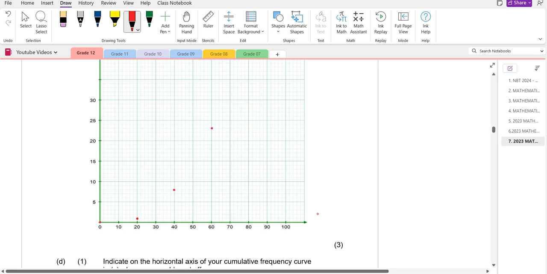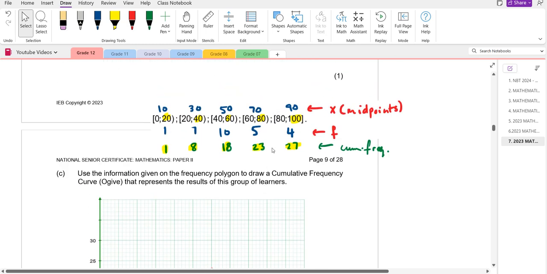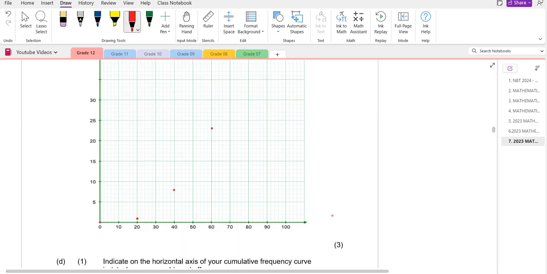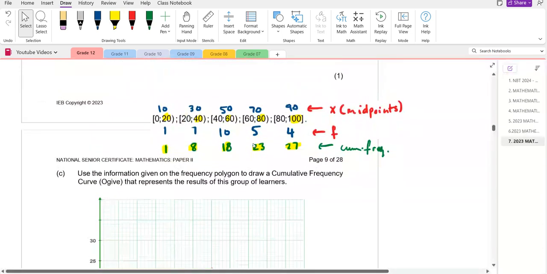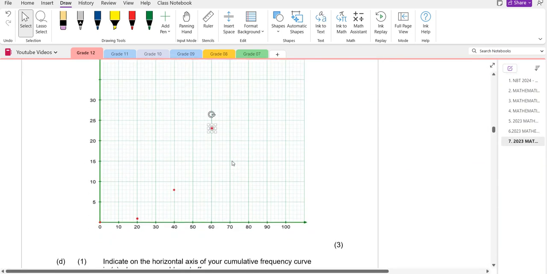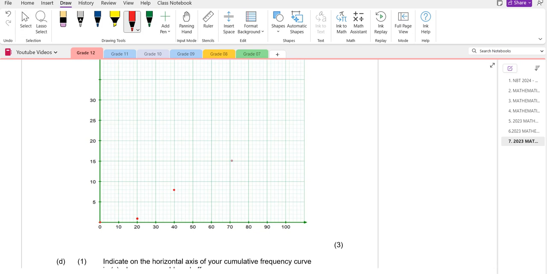So I've got 60 and 18. Then is 80 and 23. I think I messed up this one. 60 and 18, it's supposed to be 60 and 18. That dot is incorrect. 60 and 18 is just below this line. Right, and it was 80 and 23 right there, and it's 100 and 27. Right, so I hope you guys understood that.